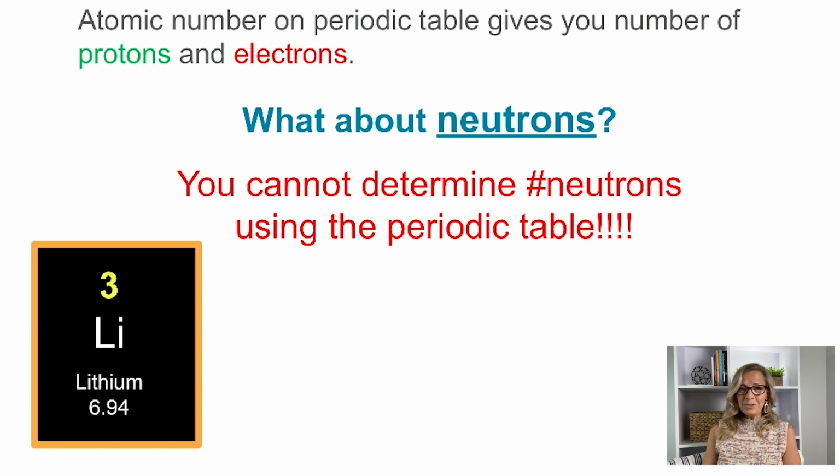Now, what about neutrons? Can you find the number of neutrons from your periodic table? And the answer is no. Okay, so you're thinking, well, what is that number? Could I get neutrons from there? Nope. Is neutrons 3? Not necessarily. So how do we find neutrons? There's something else we have to look at to determine the neutrons.